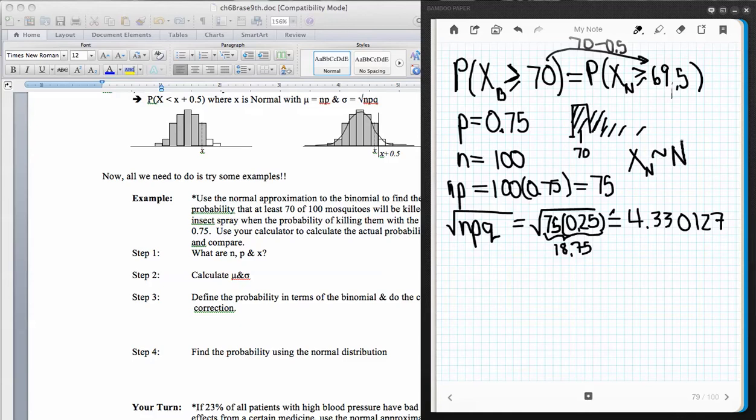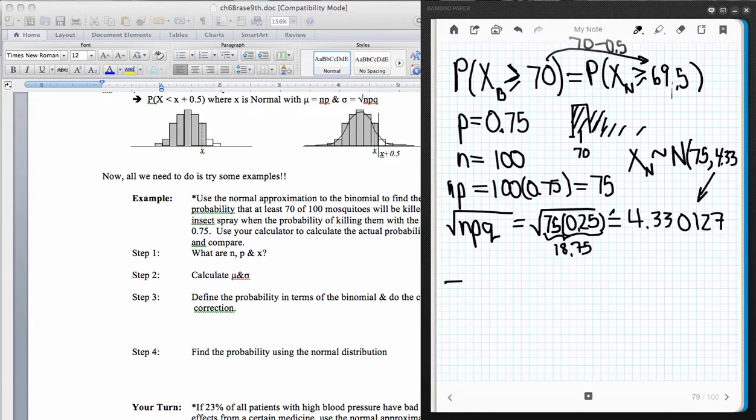Okay, now that I have my approximately normal one, I know that X sub n, remember, is distributed approximately normally as long as n times p is greater than 5, n times q is greater than 5, or n is greater than 30. N's 100, it's greater than 30, so I don't have to worry about it. So my mean is 75, and then my standard deviation is 4.33 approximately. So I'm just going to put 4.33 there.